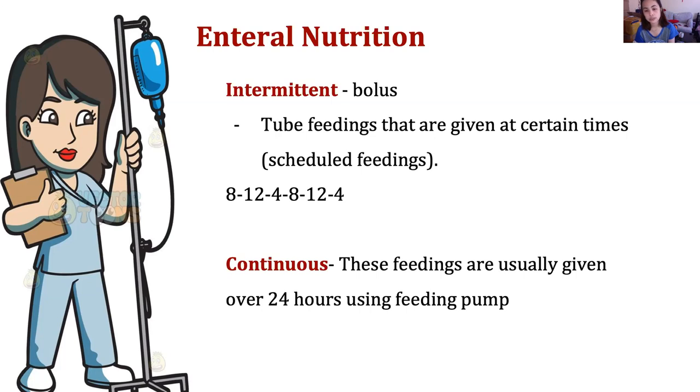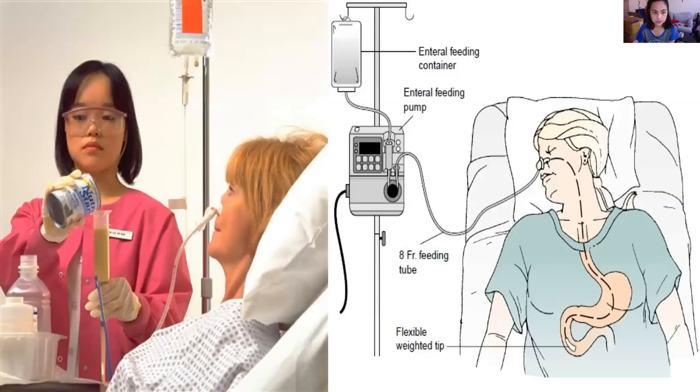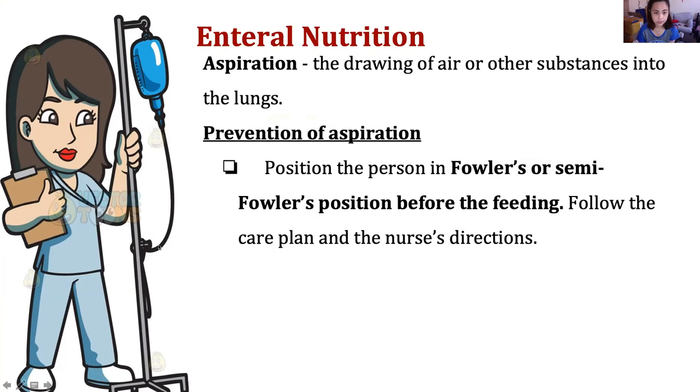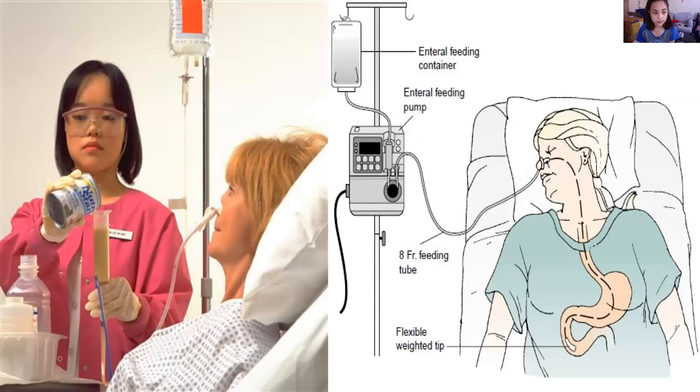While continuous feedings are usually given over 24 hours using a feeding pump. You just regulate it using a machine. For example, 50 ml water, then 50 ml feeding, and then 20 ml water. Using a machine, a kangaroo pump or feeding pump, you can regulate it. This is how it looks. The left side is an example of bolus or intermittent feeding, so every 4 hours they give food to the patient. On the right is continuous enteral feeding, using a machine. They are just setting the feeding amount and then the water.